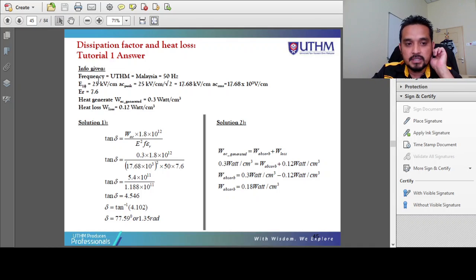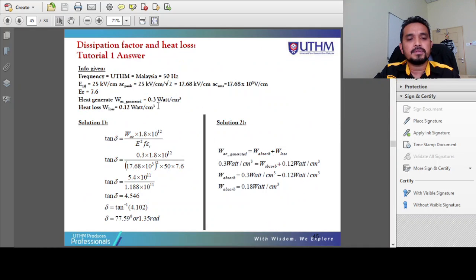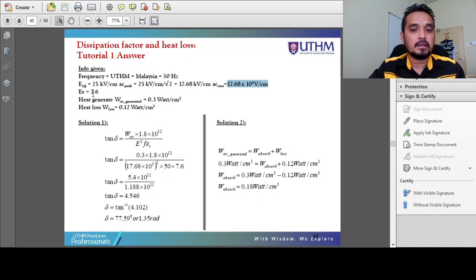These are the solutions. The frequency is 50 Hz, obviously, Malaysia. And we have the electric field, single phase; it's mentioned here. So we need to obtain the RMS value. To calculate the RMS value, we simply divide by the square root of 2, and that will give you the RMS value of the electric field.